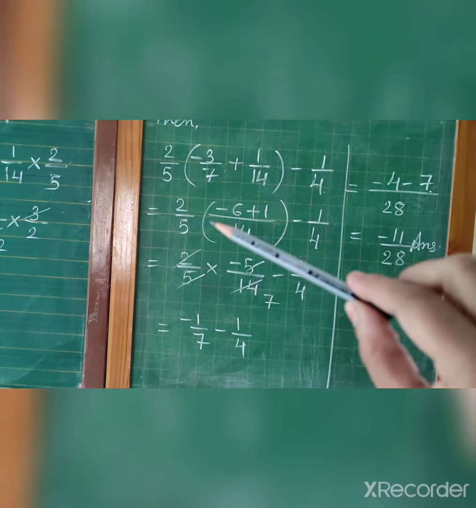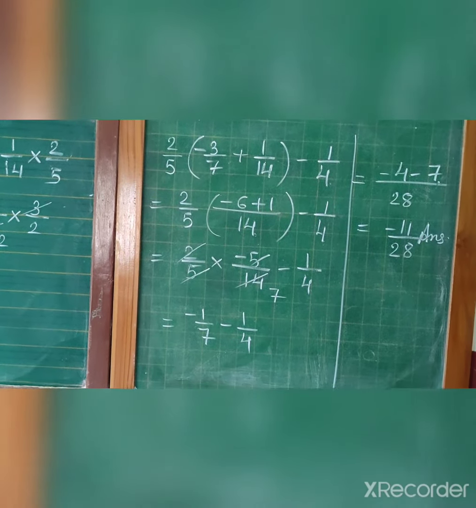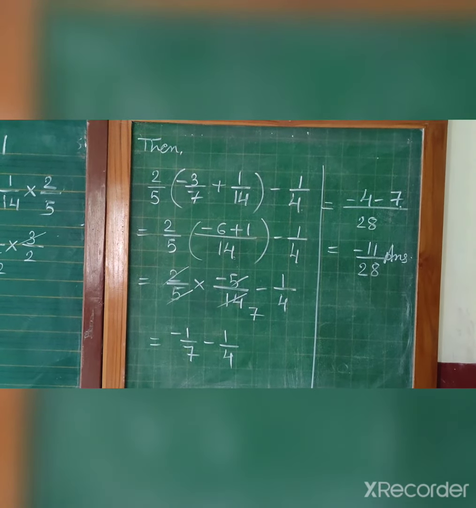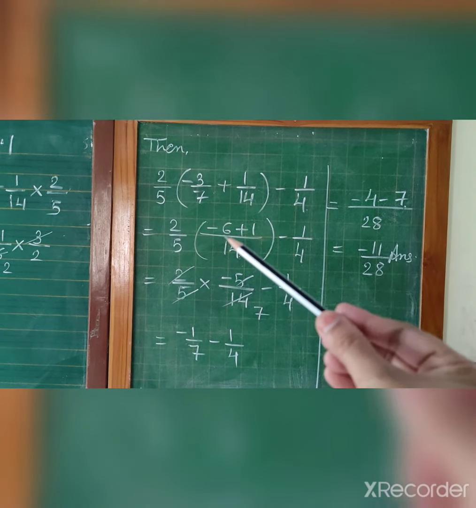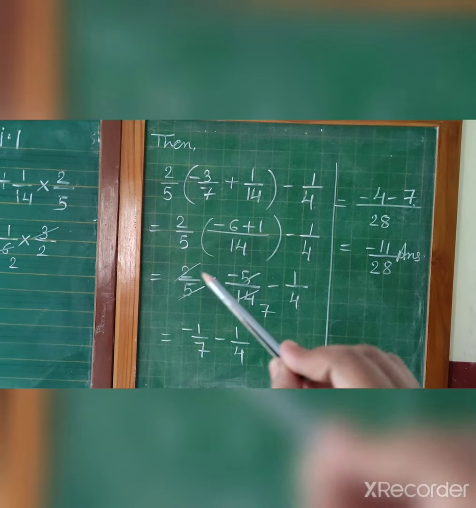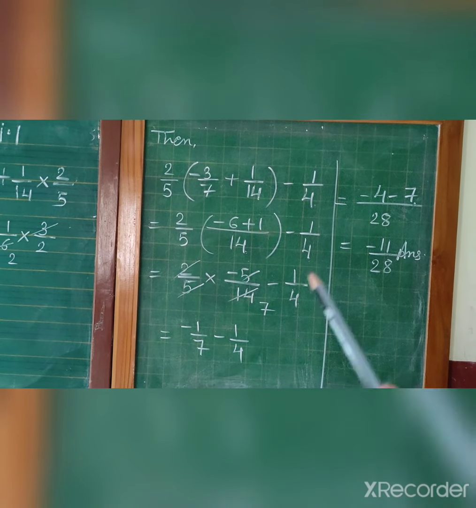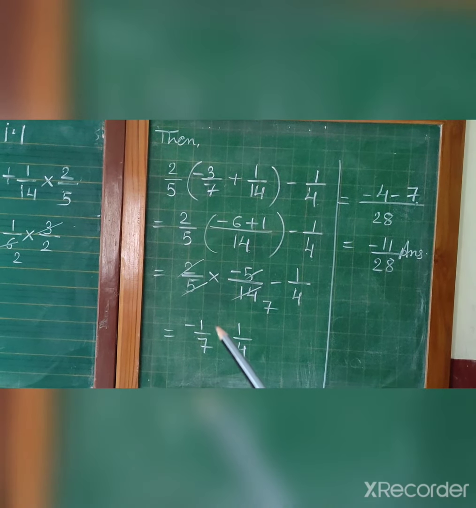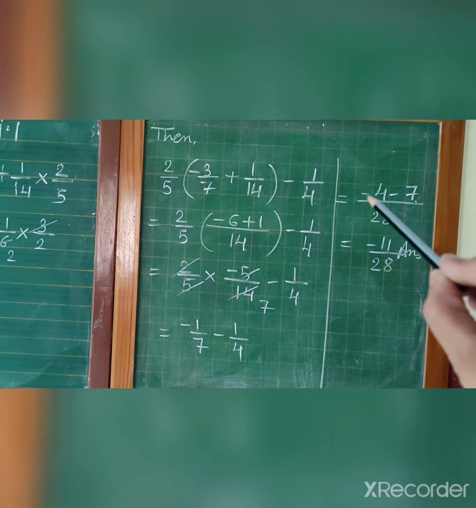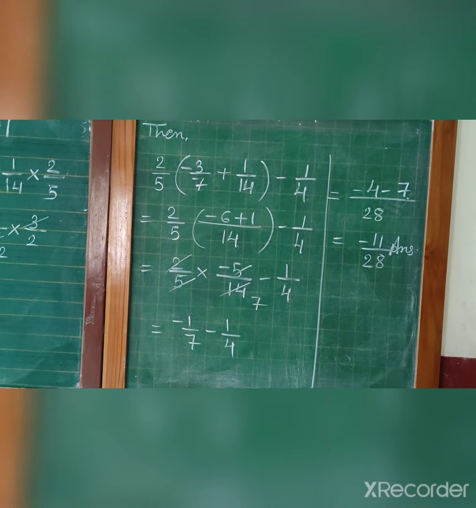2 upon 5, LCM is 14. 14 divided by 7, 2 times, 2 threes are 6, and 14 divided by 14, 1 time, and 1 one is 1. So minus 6 plus 1, that is minus 5 upon 14, since the greater number has the negative sign. Minus 5 upon 14 and minus 1 upon 4. 2 sevens are 14, 5 ones are 5, so minus 1 upon 7 minus 1 upon 4. LCM is 28. 28 divided by 7, 4 times, 4 ones are 4 with negative sign, 4 sevens are 28. Two negative numbers we always add with negative sign, so minus 11 upon 28 is the answer.